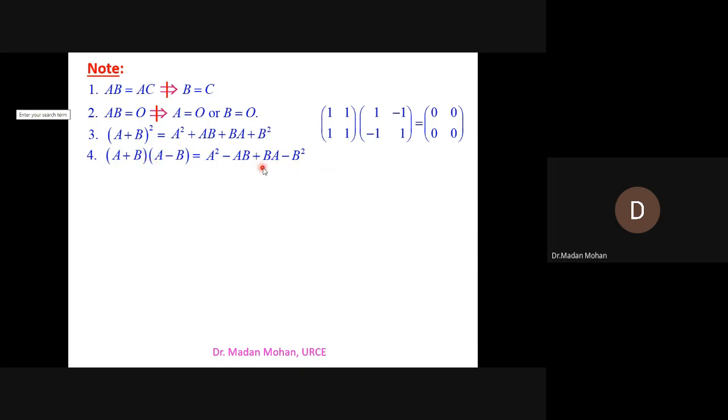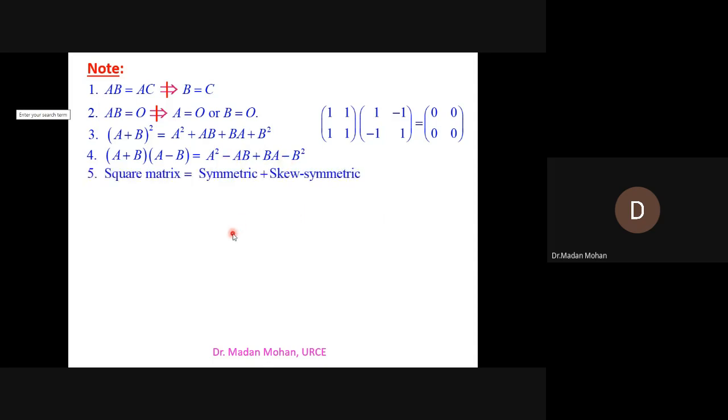These two won't go. If you write plus AB minus BA, it is wrong again. Please don't write plus AB minus BA, which is wrong. You should write minus AB plus BA. Got it? Okay. But A square minus B square is wrong because these may not cancel.